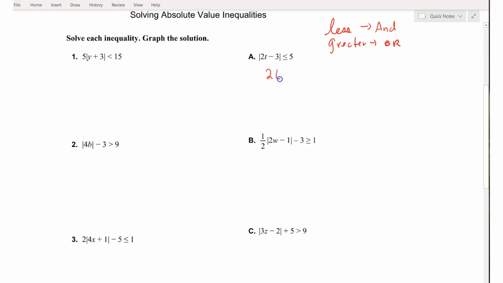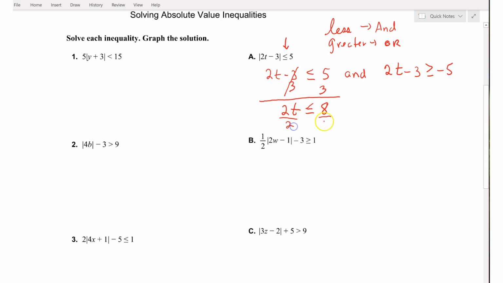So the two possibilities are 2t minus 3 less than or equal to 5 and 2t minus 3 greater than or equal to negative 5. So we notice that it was less, so it was an and situation. So we're going to add 3 to both sides. Negative 3 plus 3, that's 0. You're left with 2t less than or equal to 8. Since you're multiplying, you're going to divide by 2. So the first part of the solution is t is less than or equal to 8 divided by 2, which is 4.